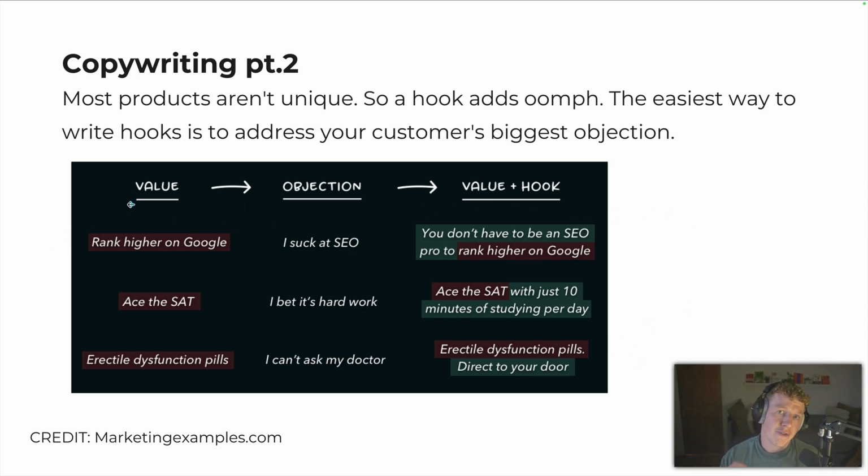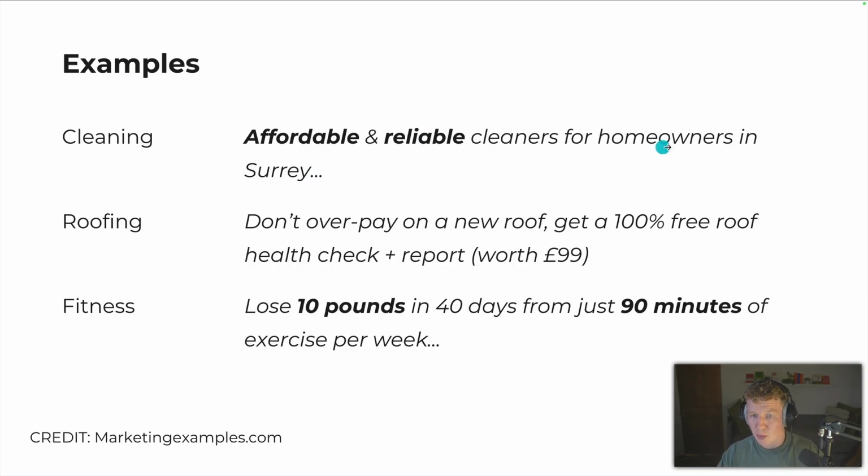If you've got a really great offer, you can do one of two things. You could have your value hook as the headline, so these are value-based headlines. For example, affordable and reliable cleaners in Surrey. There's no offer in that headline. And then your sub-headline can be your offer.